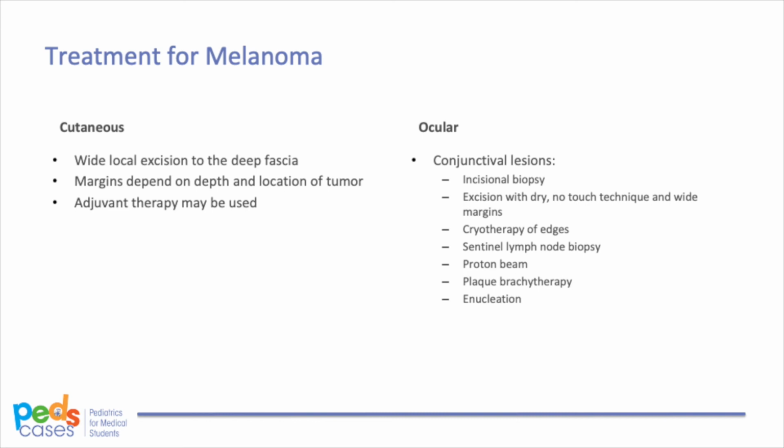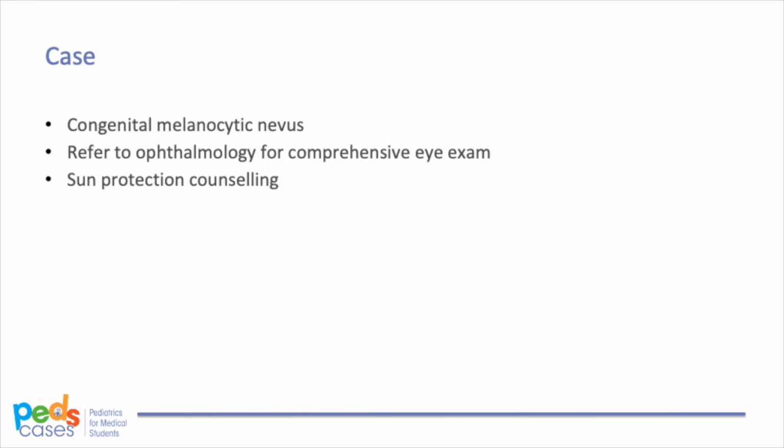Uveal melanomas have historically been treated with enucleation, though recent advancements have now allowed treatment with proton beam or plaque brachytherapy to be reasonably effective. However, vision loss or decreased vision continue to be side effects. Now that we have reviewed pigmented lesions, let's go back to the case to see what we would recommend for our patient Lucy.